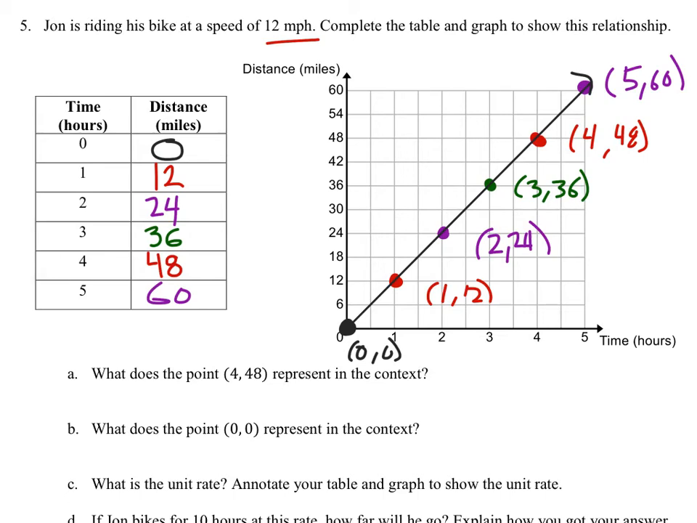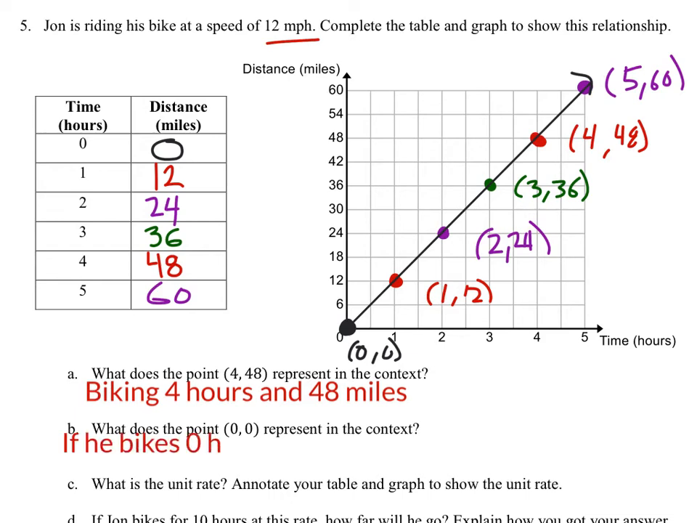What does the point (4, 48) represent in context? So it represents him biking 4 hours and 48 miles. What does the point (0, 0) represent? This one represents that if he bikes 0 hours, he goes 0 miles.